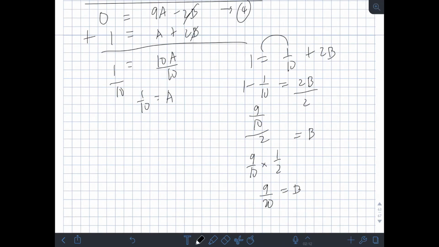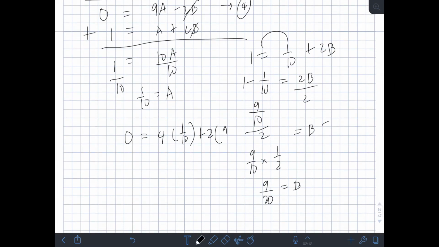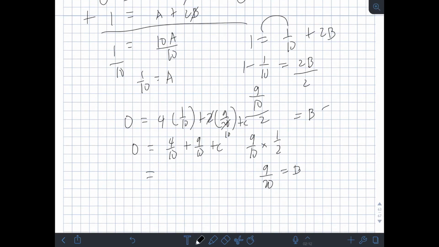So, 9 over 20 CB. Then, to solve for C, gamitin na lang natin itong equation 2. So, 0 is equal to 4 times A, which is 1 over 10, plus 2 times B, which is 9 over 20, plus C. So, we have 0 is equal to 4 over 10 plus, cancel si 20, cancel si 2, 10 na lang, so 9 over 10 plus C. So, we have 4 over 10 plus 9 over 10 is 13 over 10 plus C. So, therefore, C is, transpose sa kabila, negative 13 over 10.